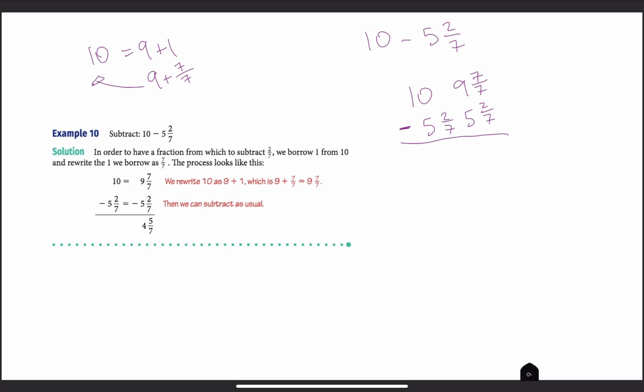Now, because I borrowed, I took one of my wholes and I gave it into fractional pieces. Now I can do my math here. 7 minus 2 is 5. So that's 5/7 left. 7/7 minus 2/7 is 5/7. And 9 minus 5 is 4. So 4 and 5/7.